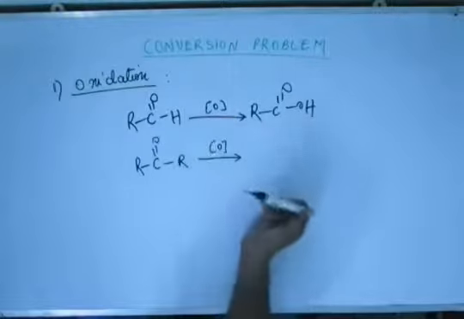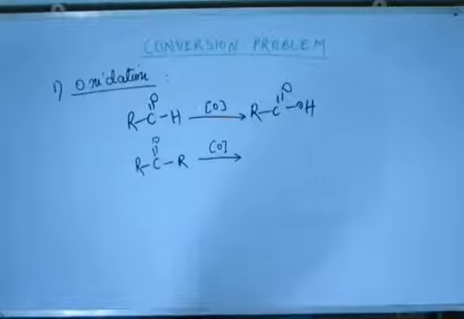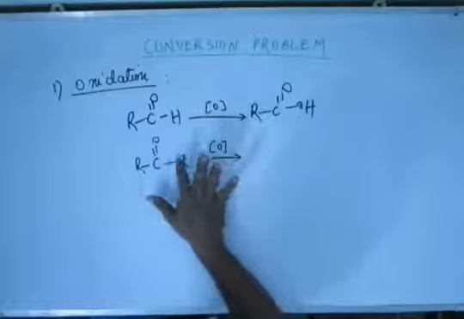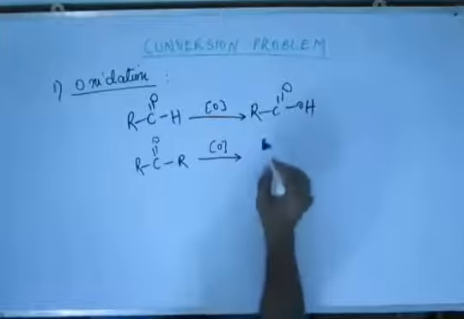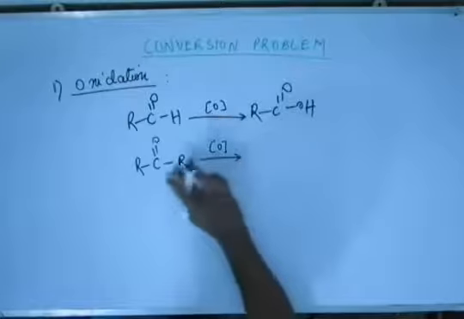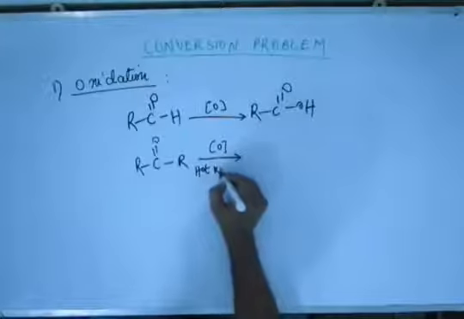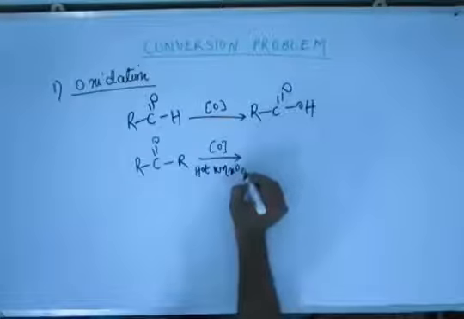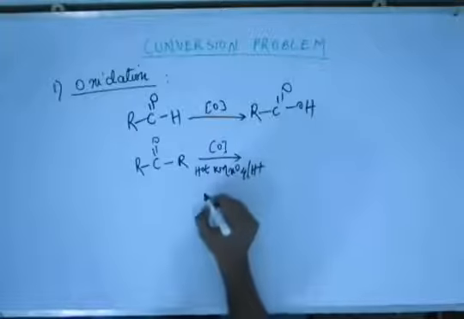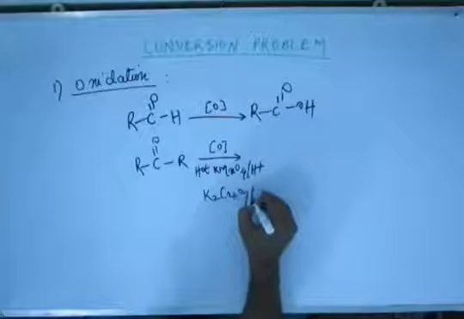Any oxidizing agent can do it. This insertion is difficult. So weak oxidizing agents like Tollens reagent, Fehling solution, and Benedict solution will not be able to oxidize ketone. They'll be able to oxidize aldehyde. So there will be no reaction unless you have a very strong oxidizing agent. And in case of ketone, you must have a strong oxidizing agent like hot KMnO4 in acidic medium, or you may have potassium dichromate as well in acidic medium.